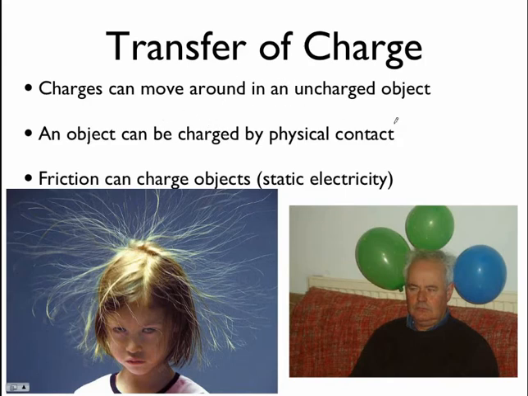Again, charges can move around an uncharged object, like I was showing you with the electron sea model, and then you can also charge things by physical contact. Friction is really common. This girl looks kind of scary, but what probably happened is she had a balloon, and if you rub that on your hair, your hair will stick up and attach to the balloon.